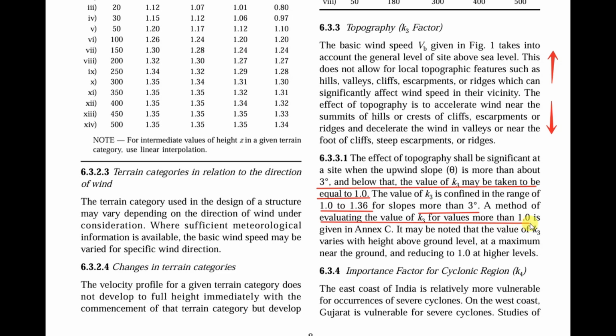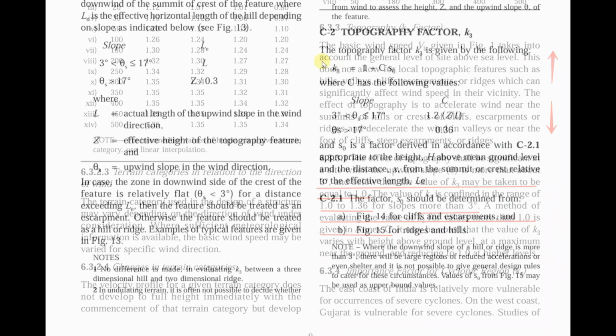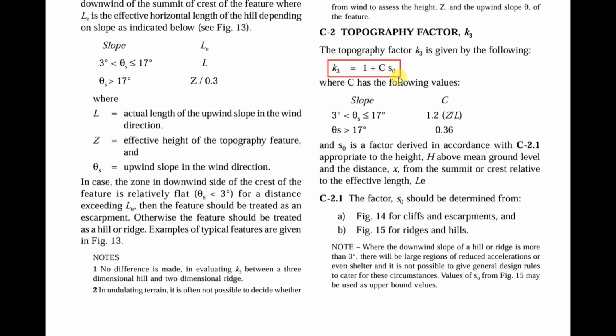Evaluating the value of K3 more than 1 is given in Annexure C. There are some formulas given in Annexure C if the value of K3 is more than 1. In Annexure C, the formula is given to calculate K3. K3 is equal to 1 plus C S0. Here, according to the slope, we have to find out the values. The factor S0 should be determined from figure 14 and 15.